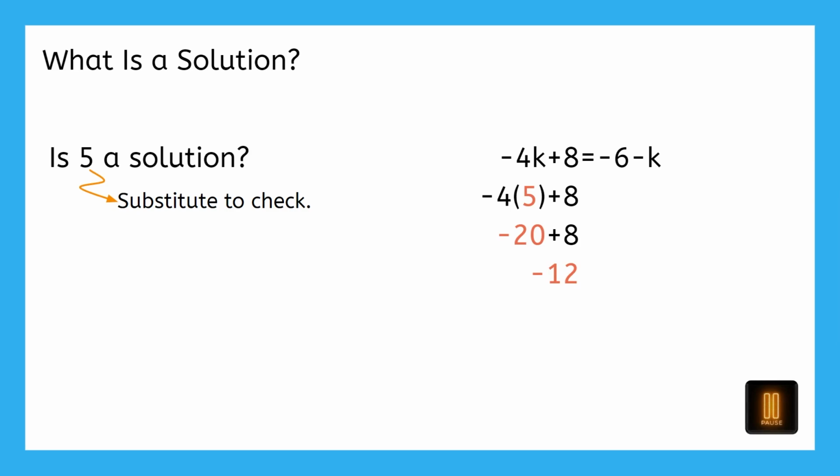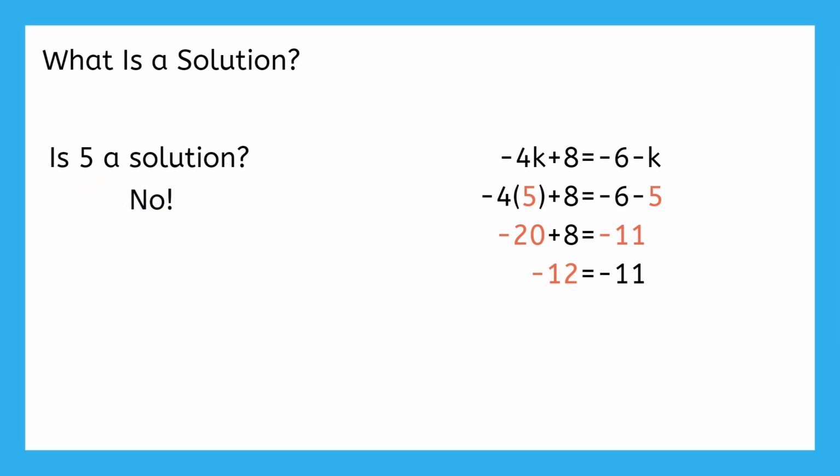Pause the video here and substitute the value of 5 for k on the right side of the equation. When we substitute 5 for k on the right, we get negative 6 minus 5, which makes negative 11. So if k is 5, our equation would look like negative 12 equals negative 11. What do you think? Is 5 a solution to this equation? No, 5 is not a solution to this equation, because if we substitute 5 for k, our equation would not be true.